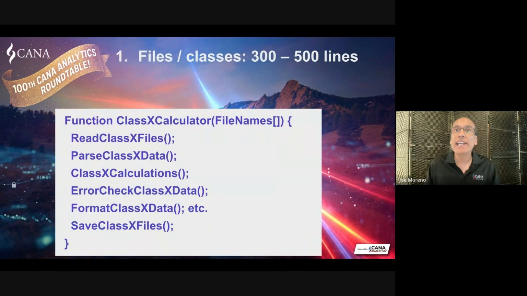Once you do that, then here we have a fictitious class 10 calculator that takes an array of file names. When you use fewer lines of code in a file but spread it out across files, then you can just call these functions as needed, and it's almost human readable by someone who doesn't understand coding. Here you can see we read the class 10 files, we parse it, we do the calculations. So less than 300 to 500 lines of code.